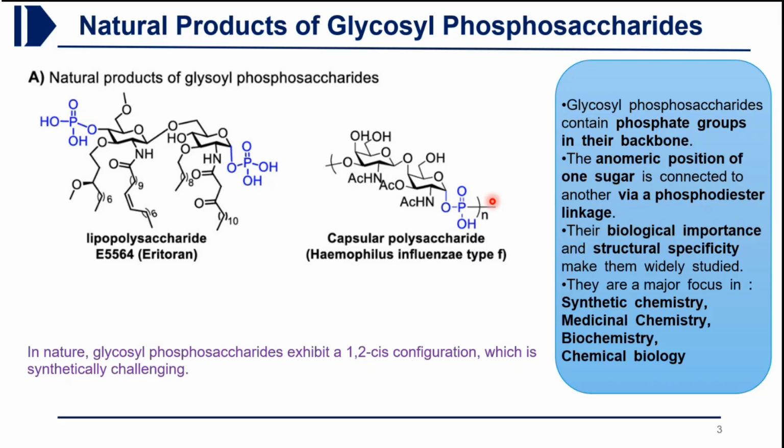In nature, glycosyl phosphosaccharides exhibit 1,2-cis configuration, which is synthetically challenging. Getting 1,2-trans configuration is easier than 1,2-cis. For example, here this is 1,2-trans, where this one is a beta and the C2 carbon is equatorial, so it is called 1,2-trans. While here getting alpha is 1,2-cis. It is difficult because generally we employ neighboring group participation of the C2 group, which provides the 1,2-trans product, not the 1,2-cis product.